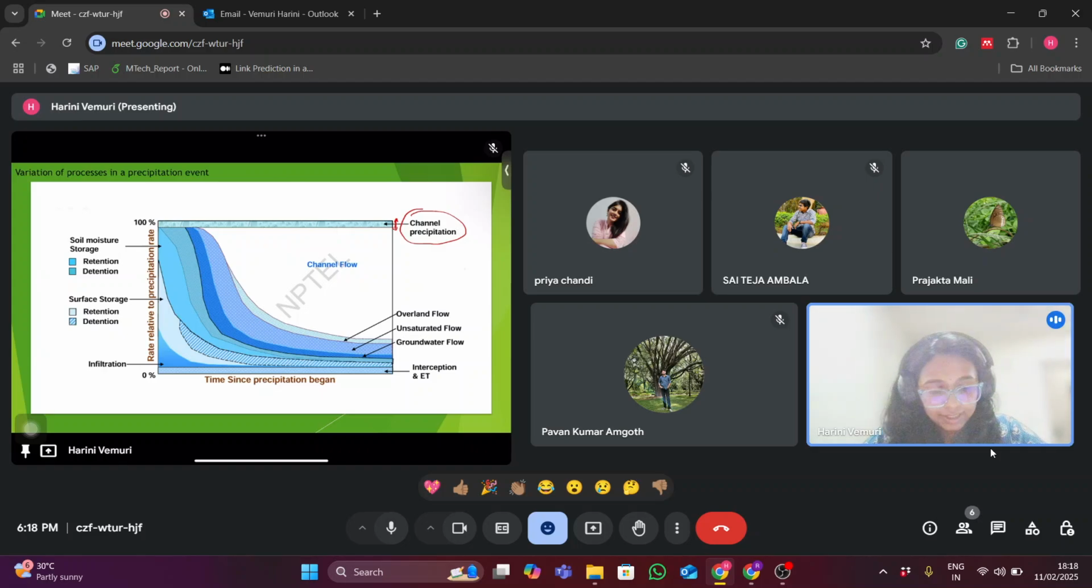And also, we have learnt in the first class that there are abstractions that occur whenever there is some precipitation. The abstractions are interception and evapotranspiration, right? These will be constant throughout the time, because interception is due to the water droplets sticking to the surfaces. This is interception, and also evapotranspiration. These two remain constant with time when we consider there are not many daily fluctuations in the temperature.